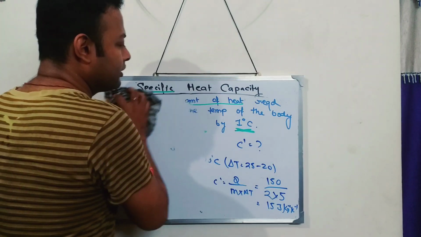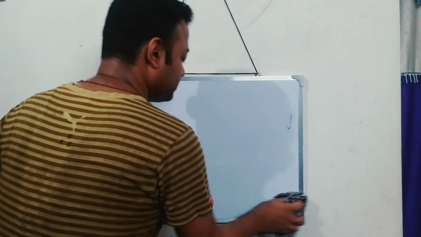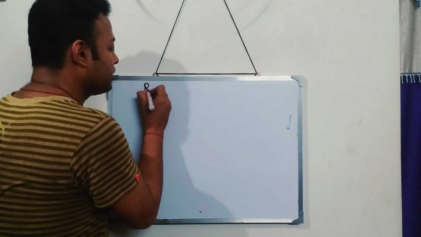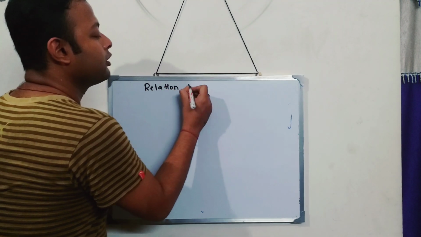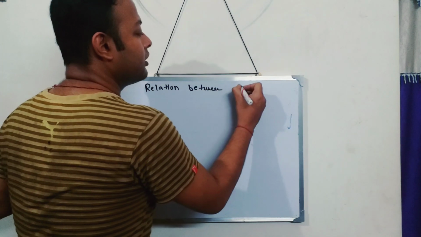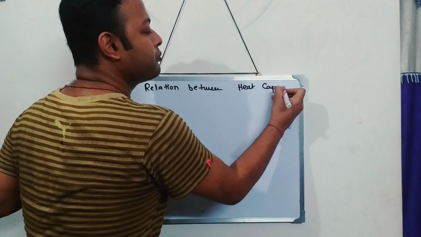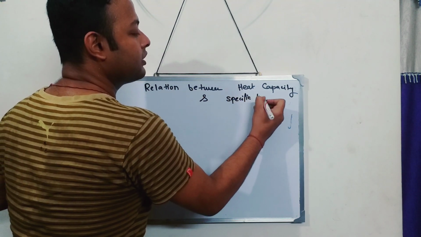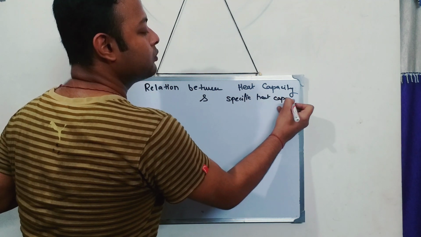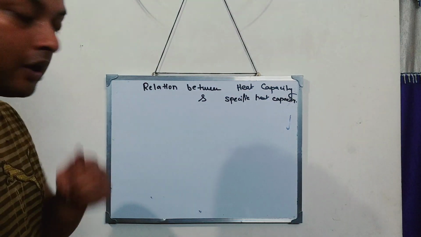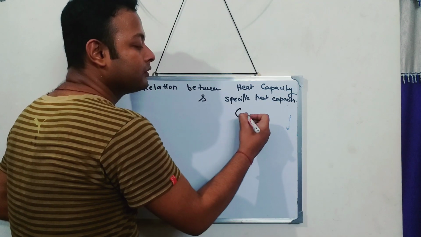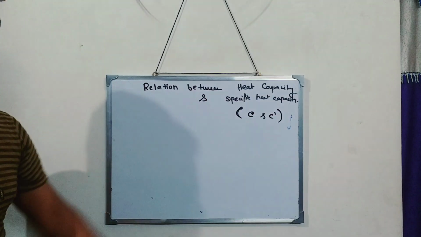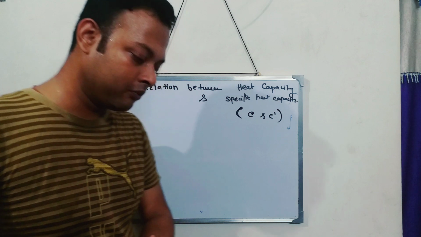Now the next topic: the relation between heat capacity and specific heat capacity. What is the relationship between both of them? Relationship means I need a relationship between C and C dash. Between this C and C dash, I need to establish a relationship. So how am I going to do that?